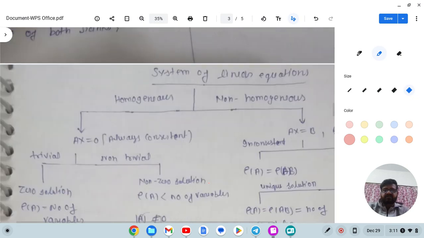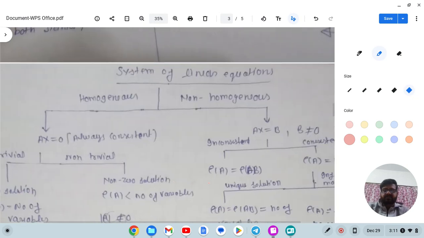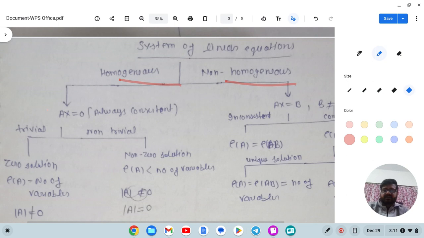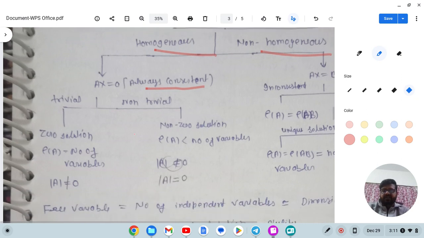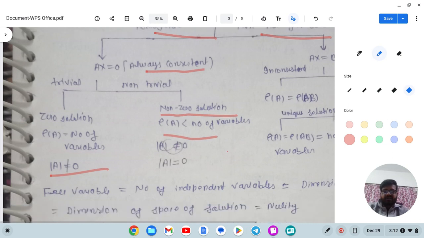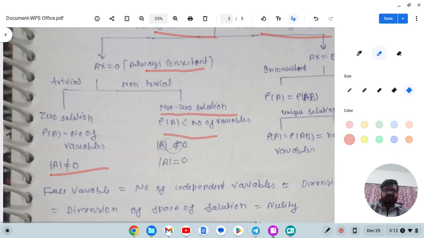A system of linear equations will be of two types. One will be homogeneous and the second will be non-homogeneous. Homogeneous equations are always consistent, and they have the trivial zero solution if rank of A is equal to the number of variables, meaning determinant of A is not equal to 0. It will have a non-zero solution if rank of A is less than the number of variables and the determinant is 0.